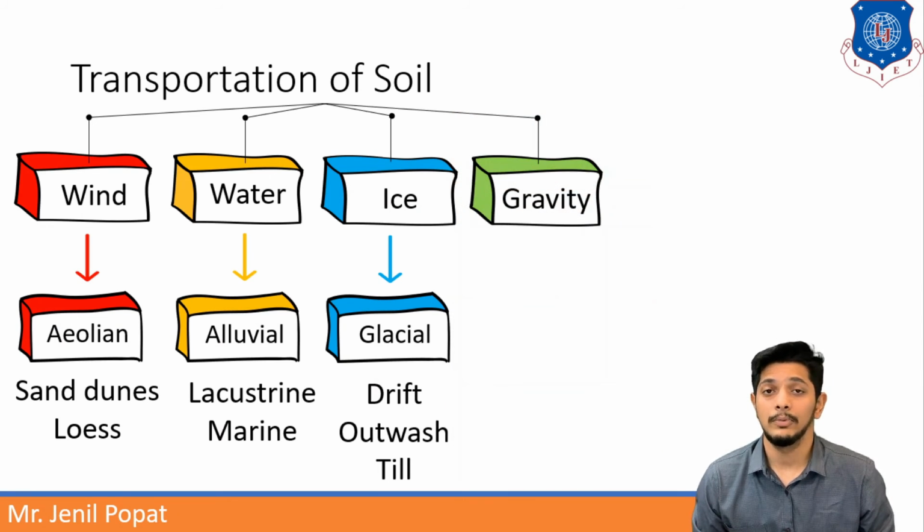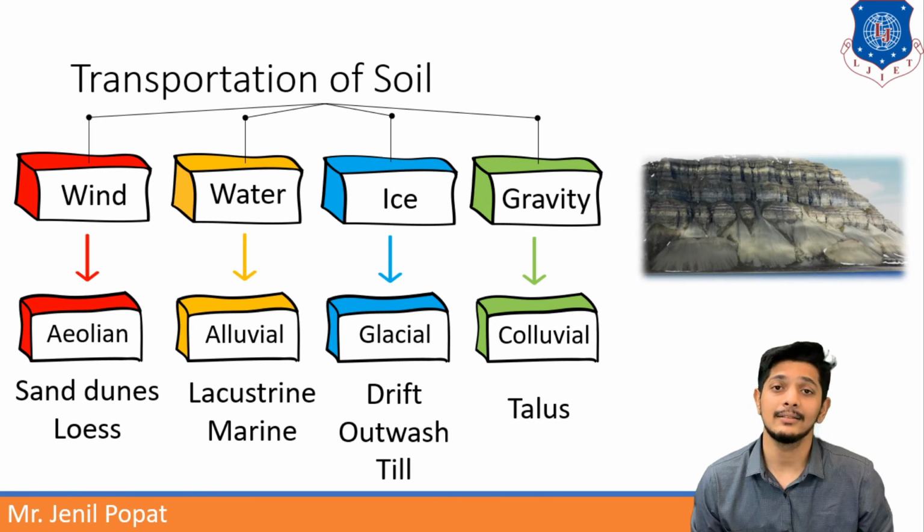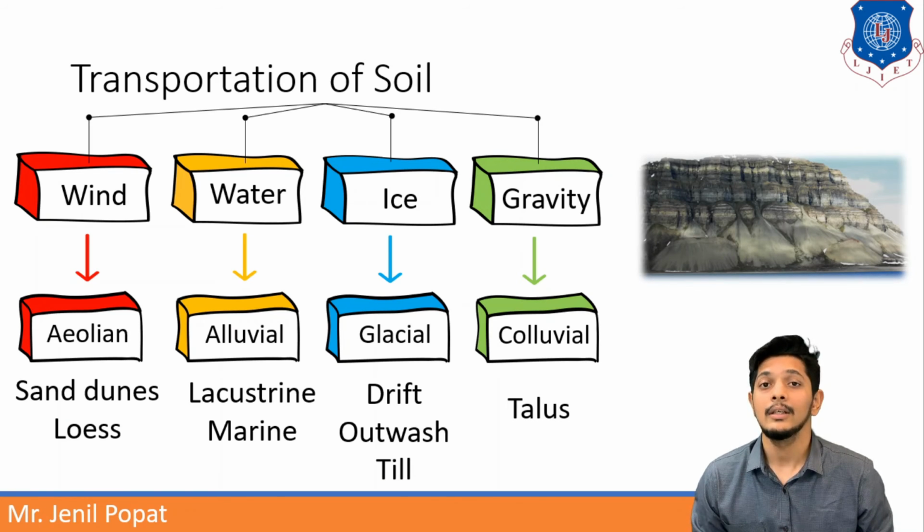If the transportation medium is gravity, we can say those soils are colluvial soils. An example of that can be seen as talus. It can be seen in ancient Egyptian structures. So these are the soil types due to transportation mediums.